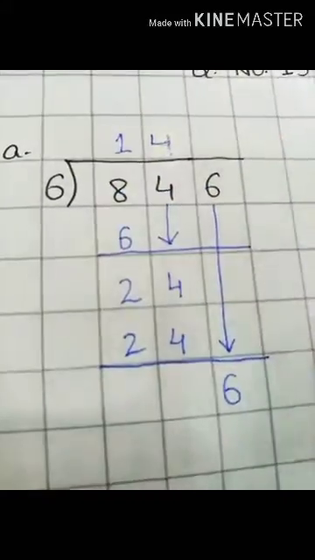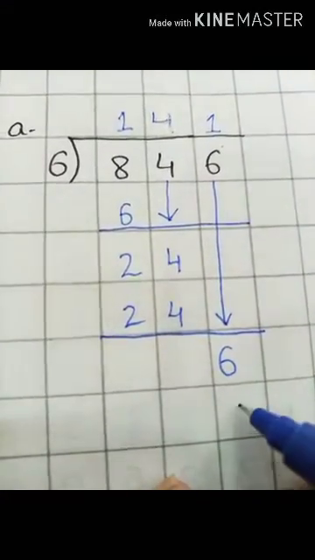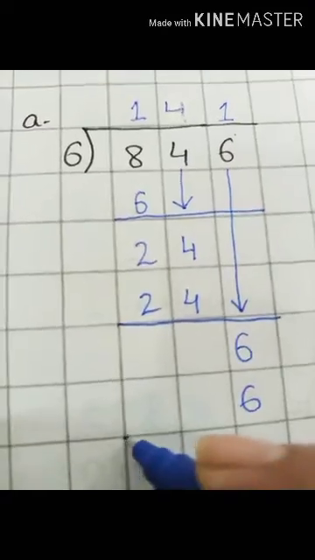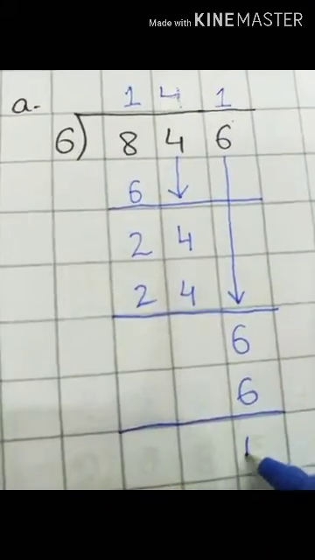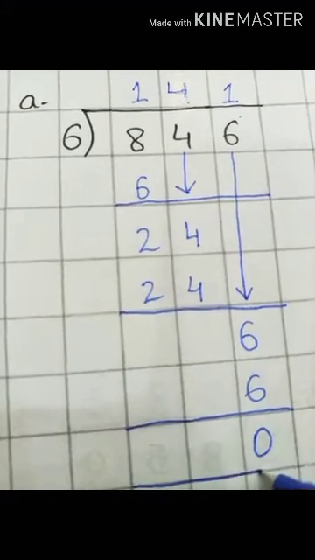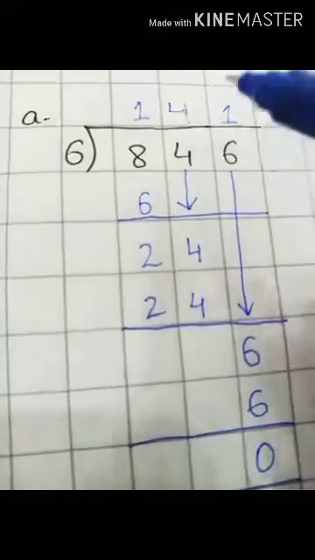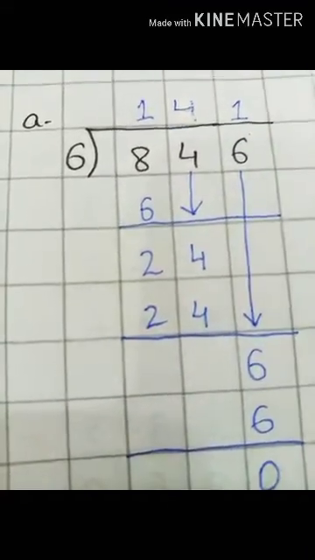Next, 6 ones are 6, so we can write it completely. This is divided completely by our divisor, and our remainder is 0, which means that we have done our division completely. And what is our quotient? Our quotient is 141. Come towards our next question, part B.